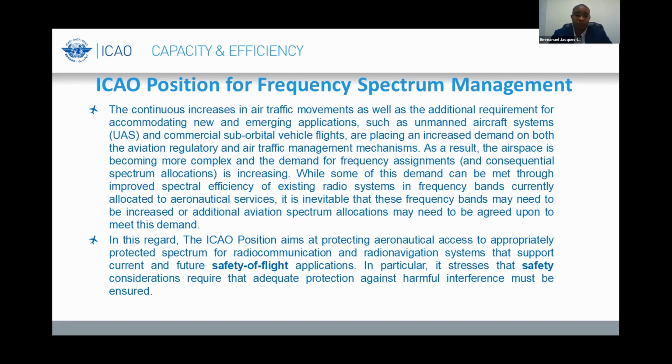While some of this demand can be met through improved spectral efficiency of existing radio systems and frequency bands currently allocated to aeronautical services, it is inevitable that these frequency bands may need to be increased, or additional aviation spectrum allocation may need to be agreed upon to meet this demand. So in this regard, the ICAO position aims at protecting aeronautical access to appropriately protected spectrum for radio communication and radio navigation systems that support current and future safety of flight applications. In particular, it stresses that safety considerations require that adequate protection against harmful interference must be ensured.